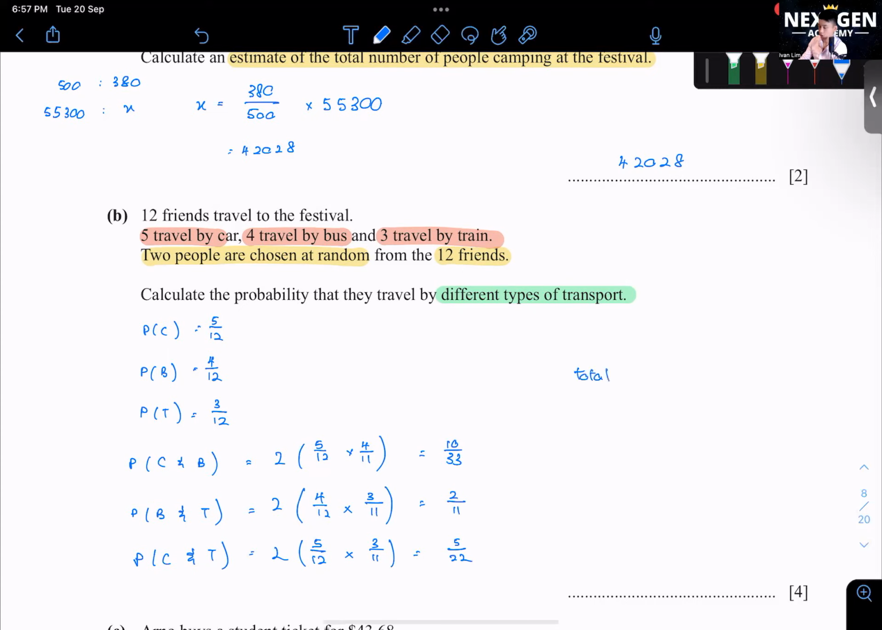Okay, total, you just need to add all of it together. This is a 4-mark question. 10 over 33 plus 2 over 11 plus 5 over 22, you get 47 over 66. This is under your last chapter, chapter 10. This entire part is actually chapter 10, probability. The example actually has a very, very similar example in the video itself.